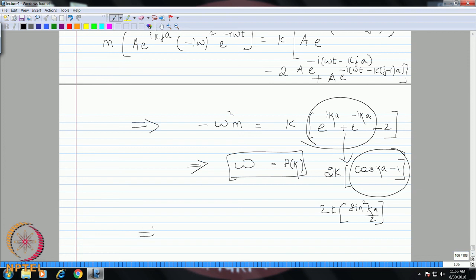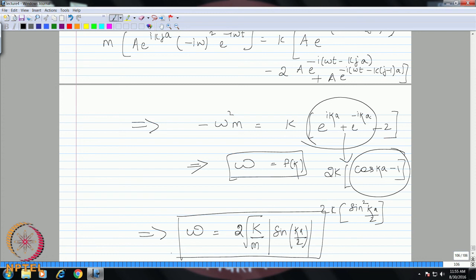So, therefore, your omega can be written as 2 times square root of, so omega can be positive only because it is like energy, so it cannot take negative values. So, this is your spring constant here, and you have absolute value of sine kappa a by 2. This turns out to be the dispersion relation.